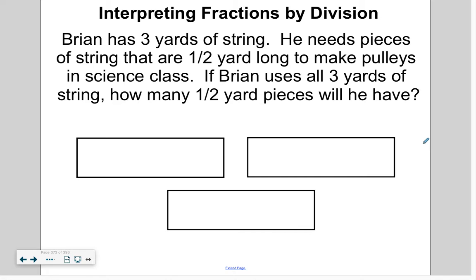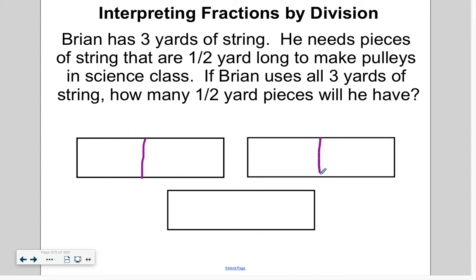Brian has 3 yards of string. He needs pieces of string that are 1/2 yard long to make pulleys in science class. If Brian uses all 3 yards of string, how many 1/2 yard pieces will he have? So below are my 3 yards of string, and he wants to cut each of them into 1/2 pieces.